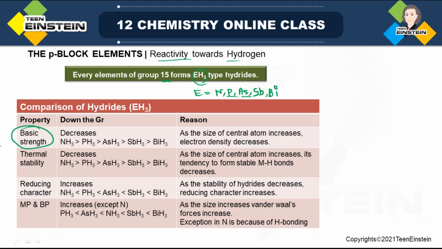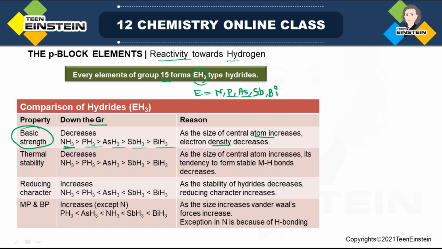The first is basic strength. Basic strength down the group decreases. So see, ammonia will be having maximum basic strength, then PH3, AsH3, SbH3, BiH3. Now why is it so? As the size of the central atom increases, we know as we are moving down from nitrogen to phosphorus to arsenic, size is increasing. When size is increasing, electron density will decrease.